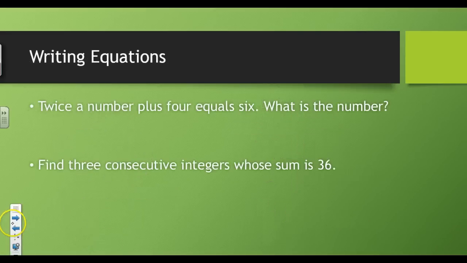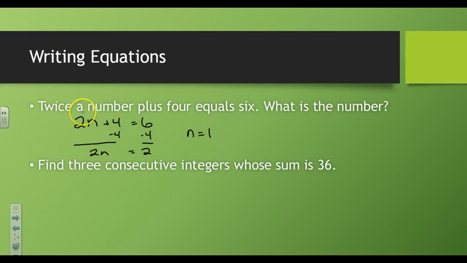Alright, we're almost done. I know I've gone on for a little while here. But let's look at writing equations. Twice a number plus 4 equals 6. What is the number? Well, twice, that's the number 2. Twice a number, that tells me I'm multiplying that number, plus 4 equals 6. There's my equation. Now I just need to solve it. So we subtract 4 from each side. 2n equals 2. Divide each by 2, and n equals 1.